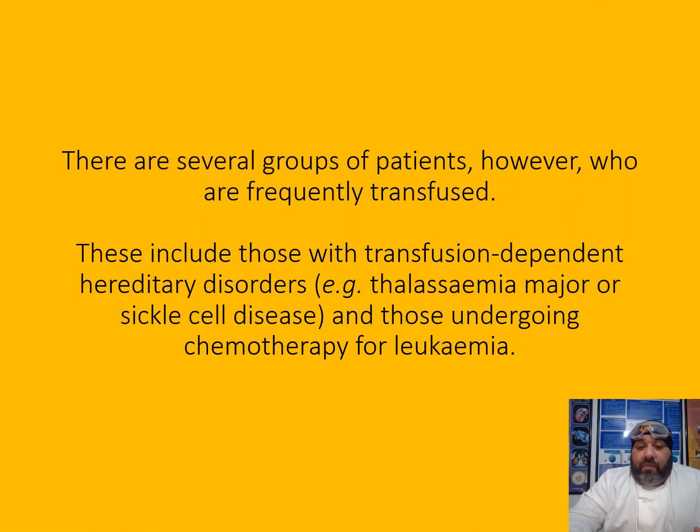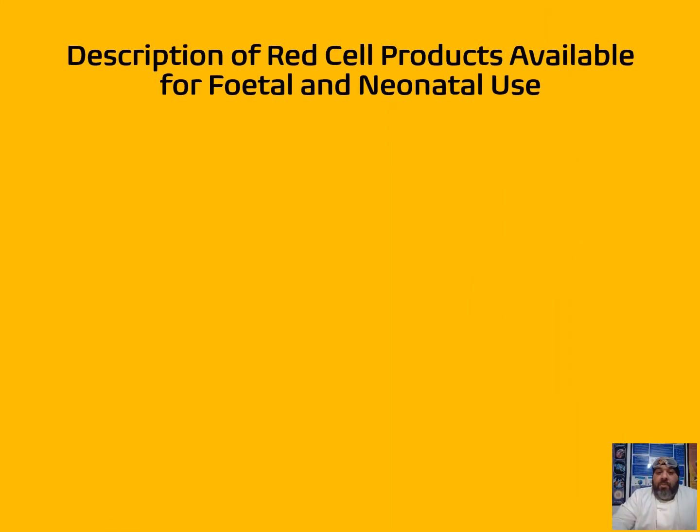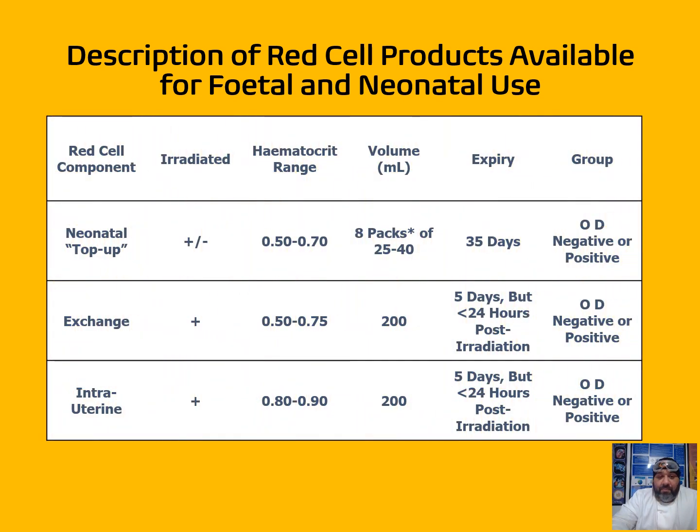So there are several groups of patients, however, who are also frequently transfused. For example, these can include those with transfusion-dependent hereditary disorders, for example thalassemia major or sickle cell disease, and those undergoing forms of chemotherapy for the treatment of particular leukemias. So I'm going to highlight a little bit of a description of red cell products available for fetal and neonatal use as well.